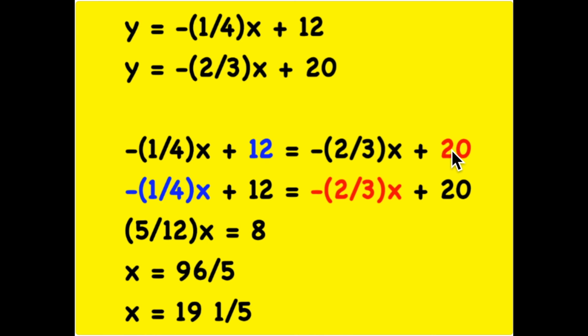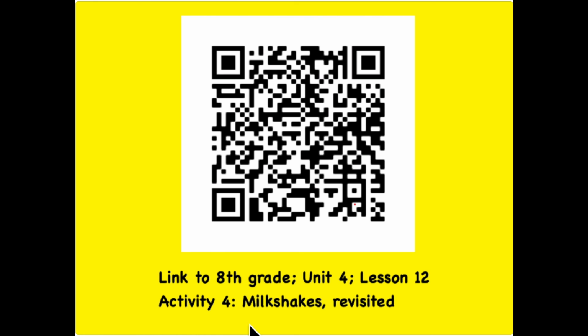20 minus 12, this is the starting volumes. That difference is 8 ounces. It's right there. And this 2/3 x minus 1/4 x, this is going to go over to this side, do that subtraction. You're going to end up with 5/12 x. And then how many times can you take 5/12 out of 8? That's the number of seconds that it takes. And that answer is 19 1/5 seconds.